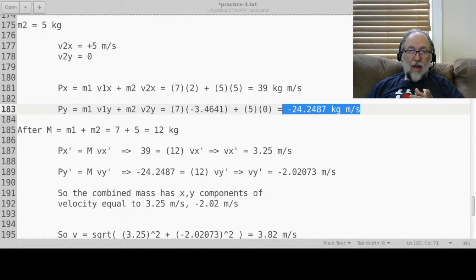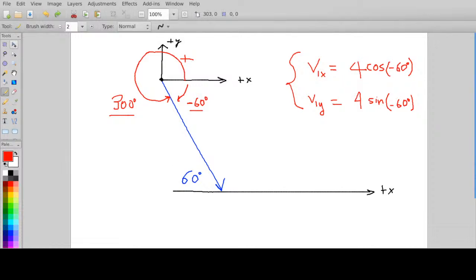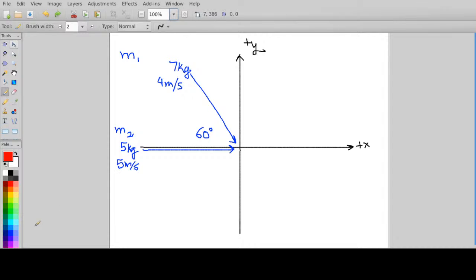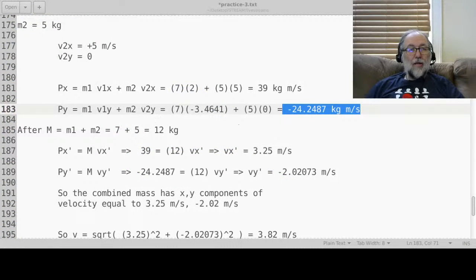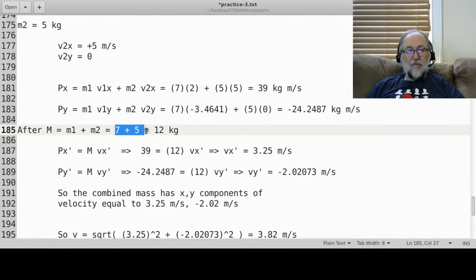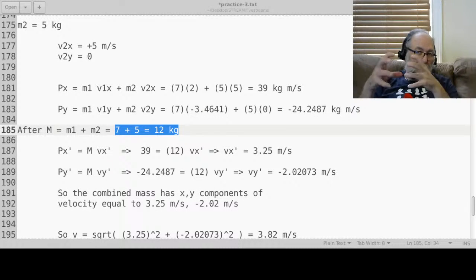Now, I didn't draw that in the diagram, but if we go back to the diagram very quickly here, that's not the diagram we want. We want this one. So when the two collide and come together, they stick together, and I think your intuition would tell you that it's going to go off in that direction like that. So it's just one vector because there's only one mass afterwards. And how big is that mass? Well, it's the combined mass, so it's the 7 plus 5, and that's 12 kilograms. So the 7 and 5 collide together to give you a lump of 12 kilograms.